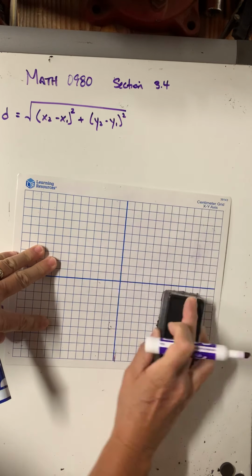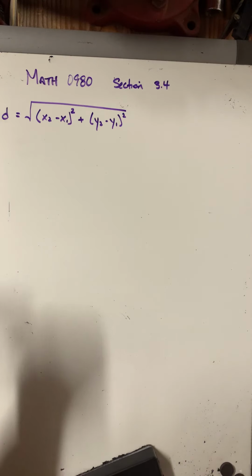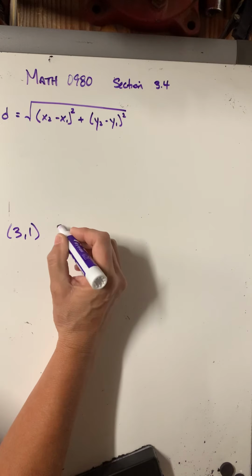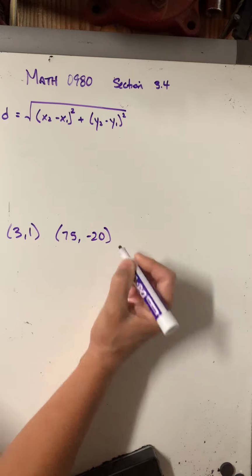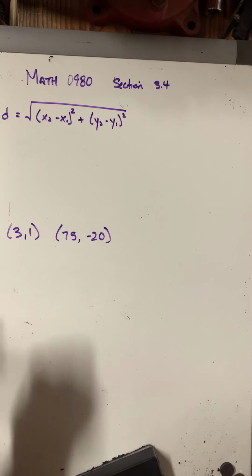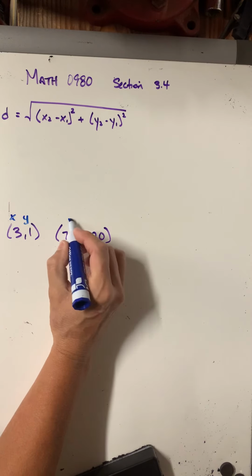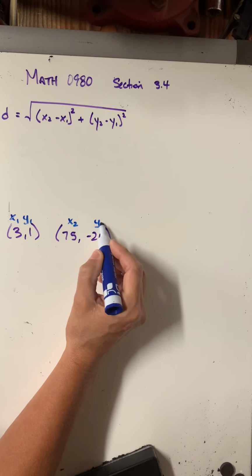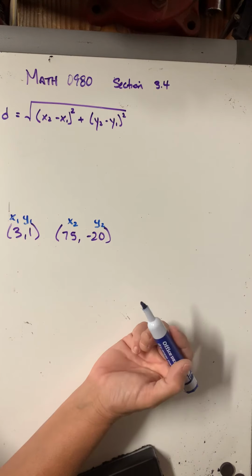Let's do a problem. Let's do problem number 1. So problem number 1, it wants me to find the distance between 2 points. And the 2 points are 3, 1 and 75, -20. So what I do is I label my points. Of course, they're ordered pairs, so it's always an xy, xy. If this is my first point, I'll put 1s there. This is my second point, I'll put 2s there.